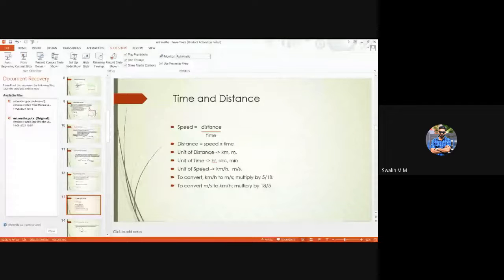To convert kilometer per hour into meter per second, multiply by 5 by 18. And to convert meter per second into kilometer per hour, multiply by 18 by 5. This you must know. Sometimes you might get questions where you have to convert second into hour or kilometer into meter. So always remember the unit of speed is either kilometer per hour or meter per second. So either solve it in meter per second or kilometer per hour, even if it is given in a mixed form.